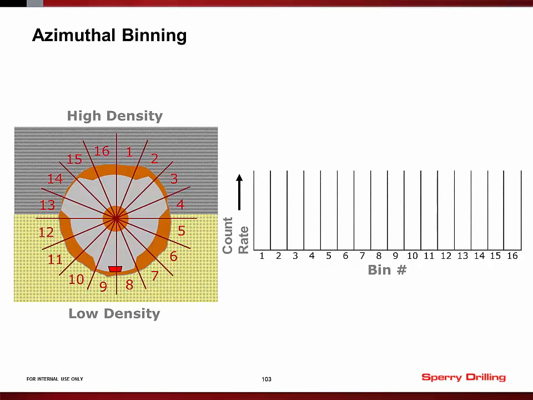We'll look at the count rate in the detector as the tool rotates and see how that changes with azimuthal binning. So as the tool rotates, we see some bins which have a high count rate and some bins which have a low count rate. Notice that the high count rate corresponds to a low density. That's the general rule of thumb with density tools. The high density formation up here corresponds to a low count rate. So there's an inverse relationship between count rates and density.